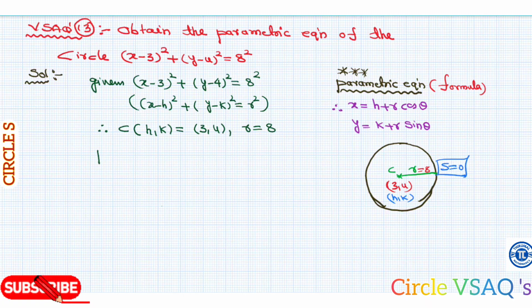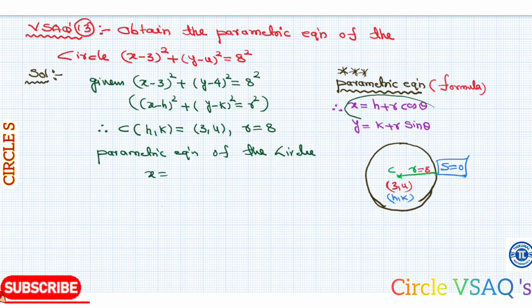Now write the parametric equations of the circle. The formula is x = h + r cos θ, y = k + r sin θ. Here, substitute the values of h, k and r. Then we get the parametric equations x = 3 + 8 cos θ and y = 4 + 8 sin θ. Both are the parametric equations of the given circle.